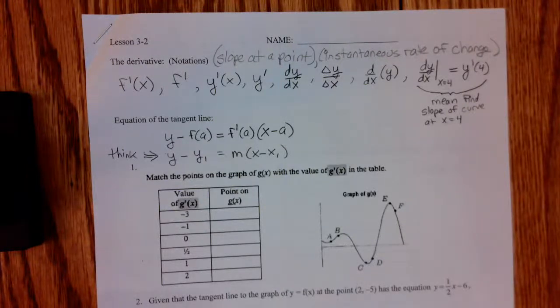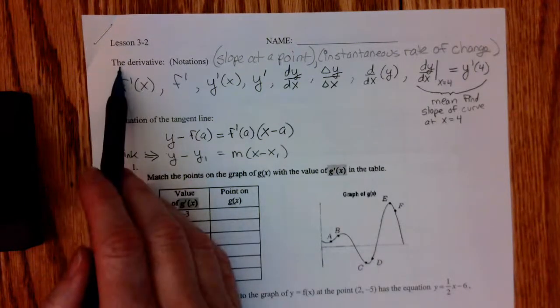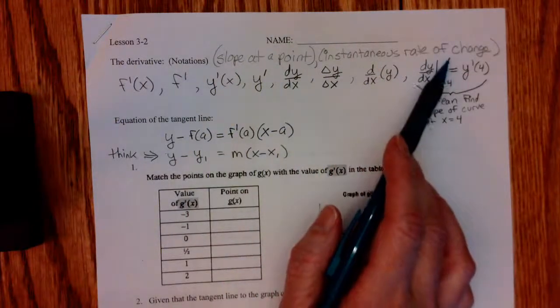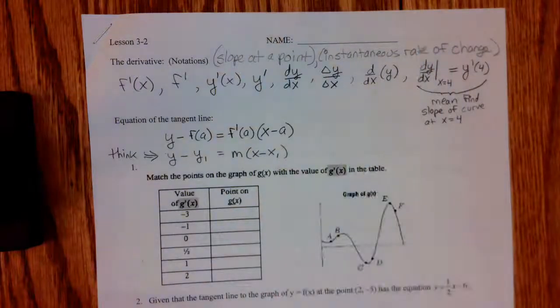Lesson 3.2 is all about solidifying our knowledge of slope at a point, which is basically the derivative, or instantaneous rate of change. So really approaching that slope at a point concept from the perspective of what it is graphically, what is its connection to the graph, modeling with the tangent line, and then getting the equation of a tangent line.